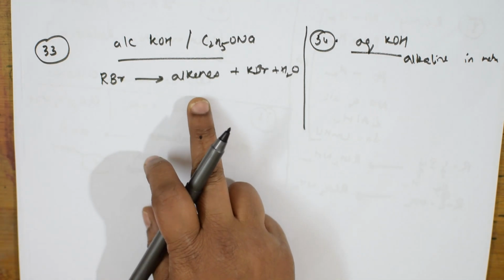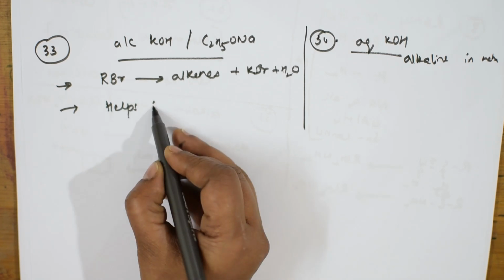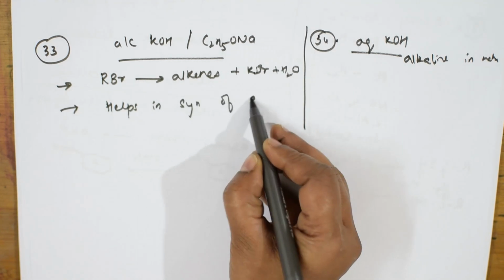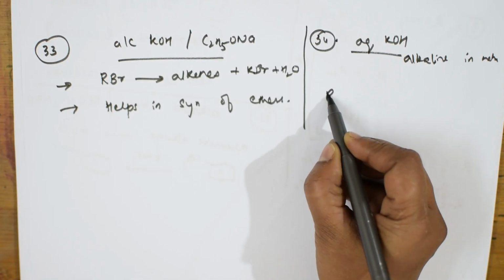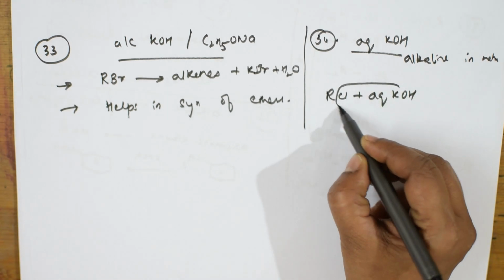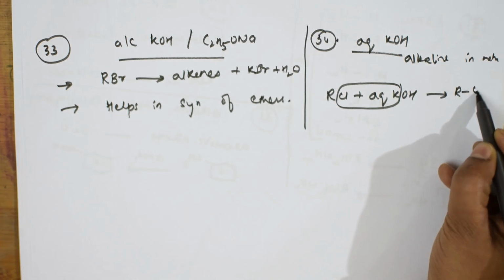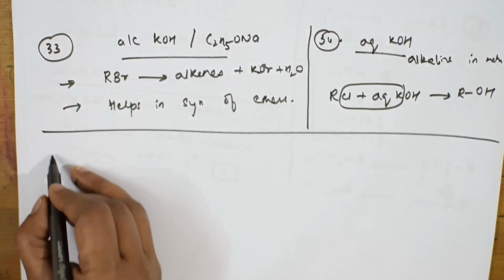It also helps in the synthesis of ethers. But when it is aqueous KOH, I told you this is alkaline in nature. If I have aqueous KOH like this, KCl comes out and this is going to form ROH. Done? Now let's see one more. Many important reagents which you have to remember. So I've listed them out like this. Let us see one more reagent, that is the 35th one.